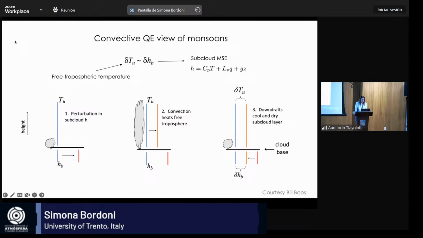Let me show you here a schematic that I borrowed from Bill Boos. So again, how should we think about this convective quasi-equilibrium idea and what it tells us about the thermal structure of the free troposphere? Let's suppose that we are in a situation where convection is not happening. And for whatever reason, for instance an increase of evaporation over the ocean, the moist static energy in the boundary layer increases. In this region, then, of course, instability develops and convection very rapidly develops, so that the increase of moist static energy in the boundary layer is spread out through convection in the vertical column.